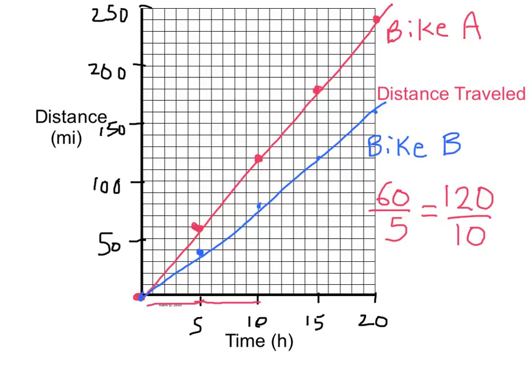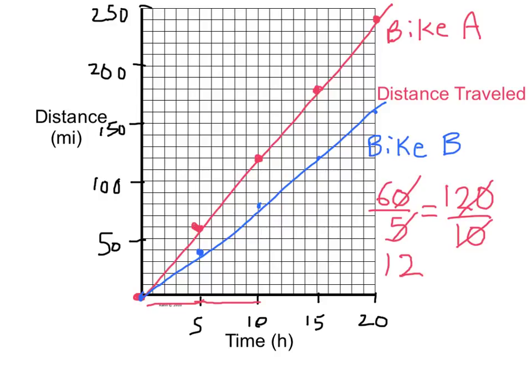They both reduce, if we're going to put this as a rate, they both will reduce to the same number. They both reduce to 12 over 1, or just 12. So the rate of change for bike A is going to equal 12. So that means that bike A was traveling at a rate of 12 miles per hour. 12 miles every 1 hour.